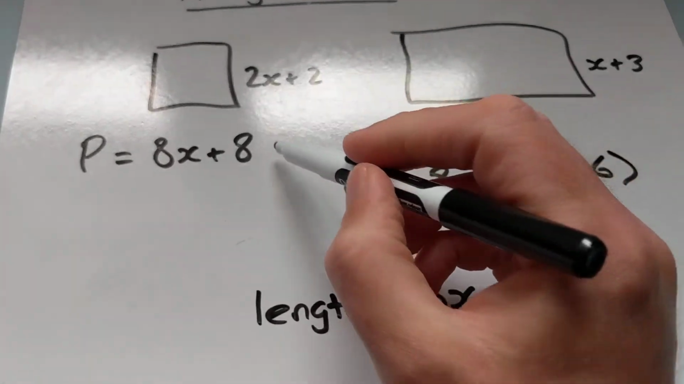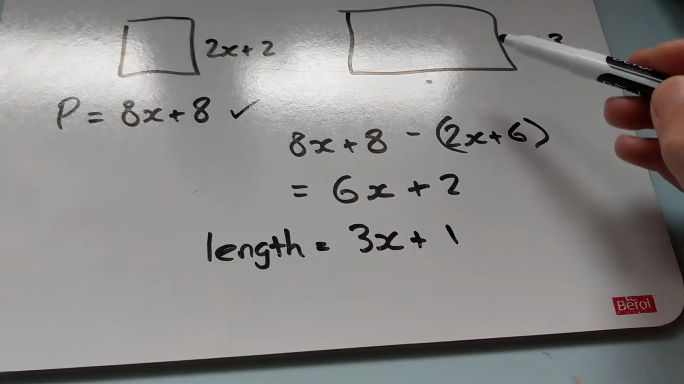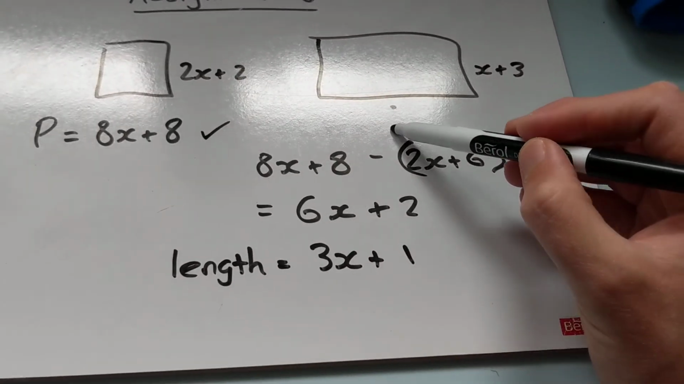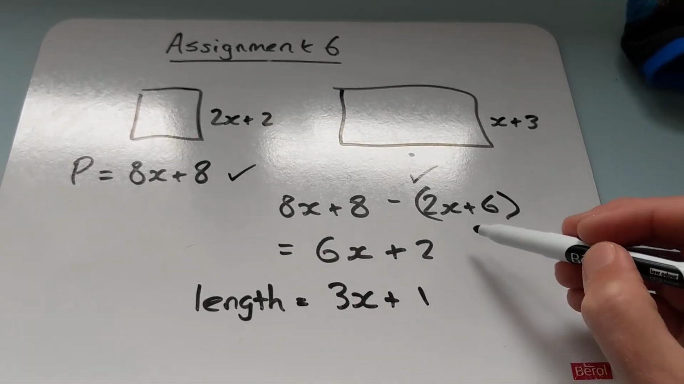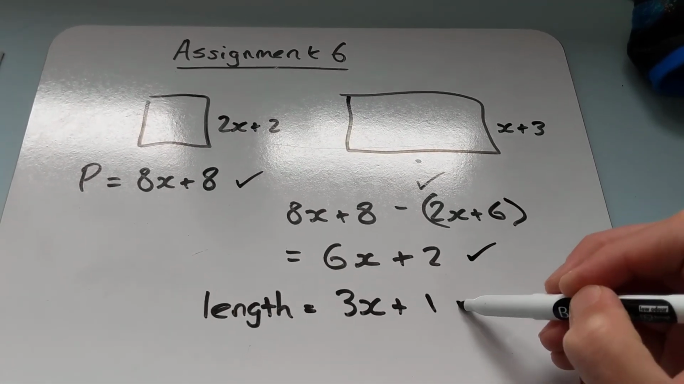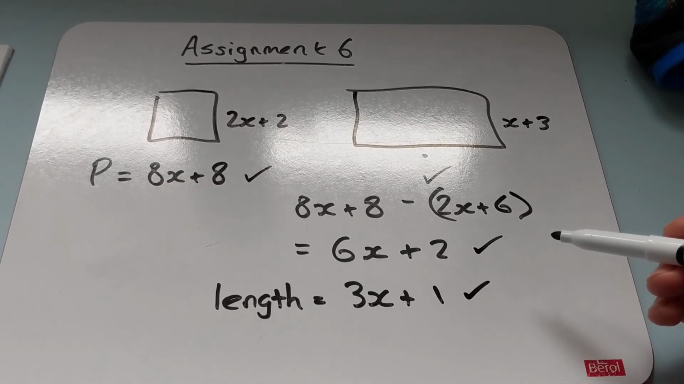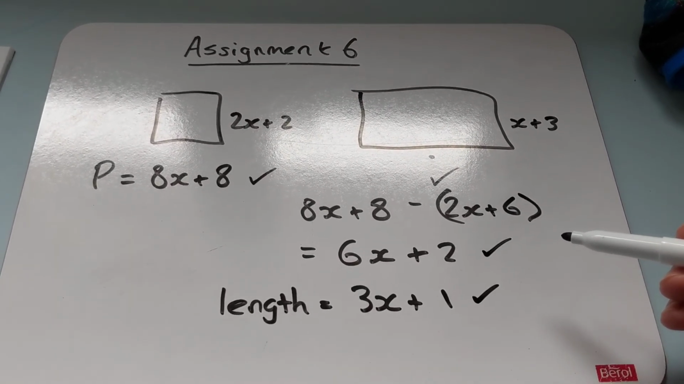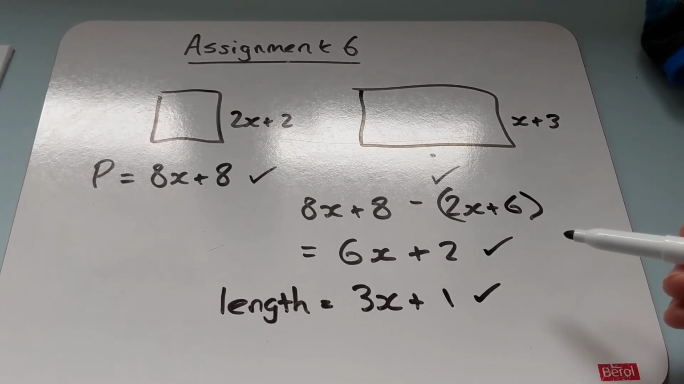So in terms of marks, 1 for getting the perimeter in algebra, 1 for knowing that you had to do some sort of subtraction with x plus 8, 1 for getting to 6x plus 2, and 1 for the final answer for the length. So that was a 4-mark question. Okay, in total, the whole homework was out of 30.